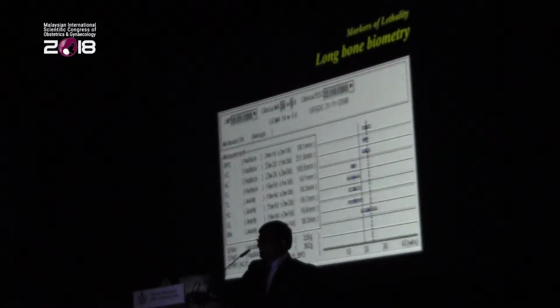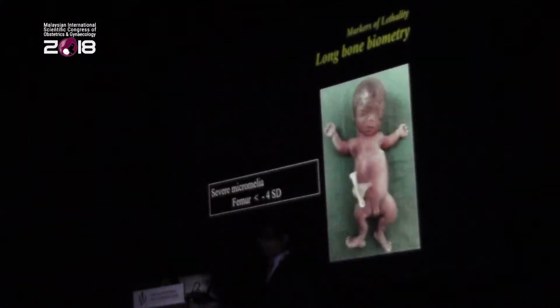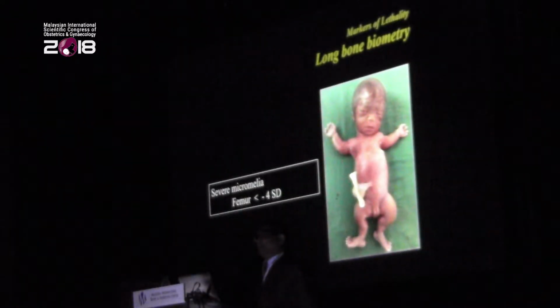Now, here are the parameters shown for a fetus which was scanned around 24 weeks, and you find that the femur length is certainly off the graph. And so there is significant micromelia going on in this fetus. If you look at the measurement of the long bones, especially the femur, and it is beyond 4 standard deviations, then you can make an assumption this is going to be a lethal condition.